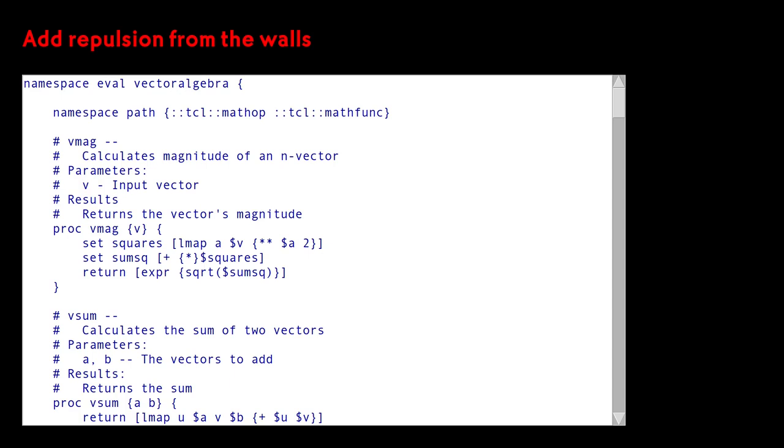When working with forces, it will help to have a few little utility procedures for vector algebra. I have these sitting around in an ad hoc package that I've never troubled to share. I'll just bring them in literally if I need them. Vmag calculates the magnitude or length of an n-dimensional vector. It squares the components, calculates the sum of the squares, and returns the square root of the sum.